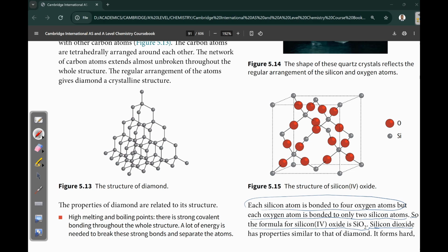So silicon dioxide has properties similar to that of diamond. It is very hard. You see that? That's why it is even insoluble in water. If you look at that structure, it is just like this one. We are seeing the tetrahedral structure.